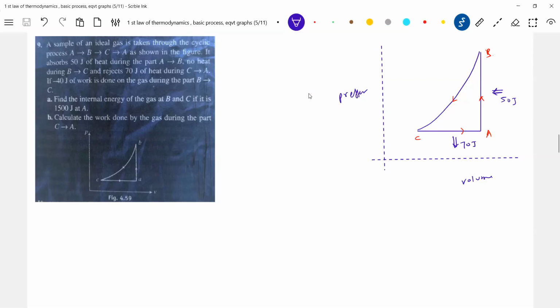Okay, let's do one thing. What is the work done by the gas? What is the change in internal energy for a cyclic process? Should be zero, no? Delta U should be zero. So we'll write like this: delta UAB plus delta UBC plus delta UCA should be equal to zero. Okay, I agree with this. That's the one thing what we have.